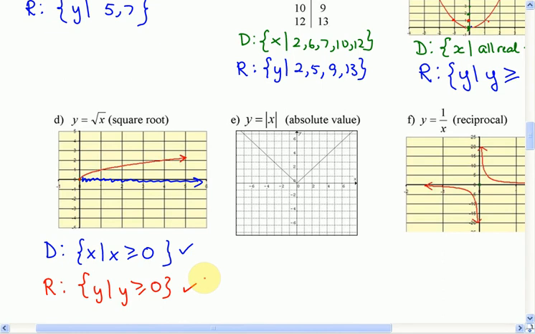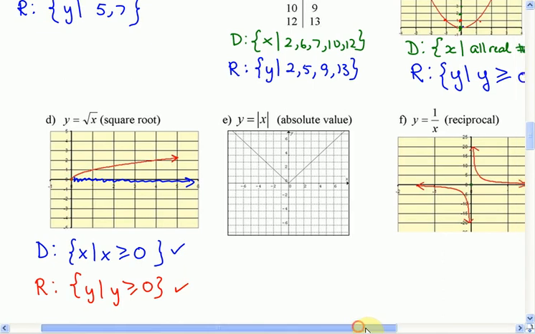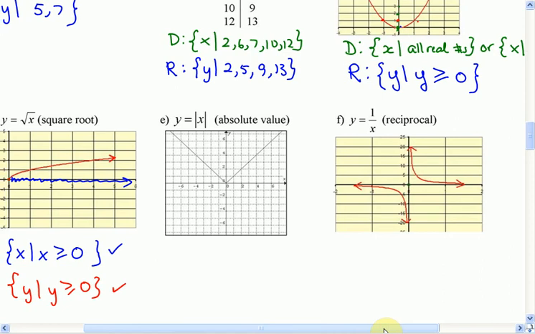Going to give you a few seconds to try the next two, please. E and F on your own. Give you about 30 seconds to try those. Write down your predicted answers, and let's see if you're right. Okay?